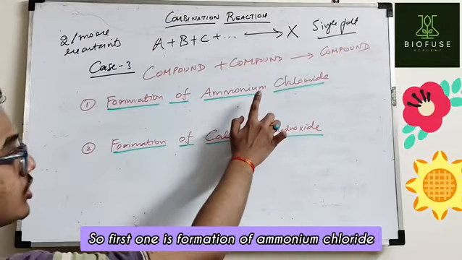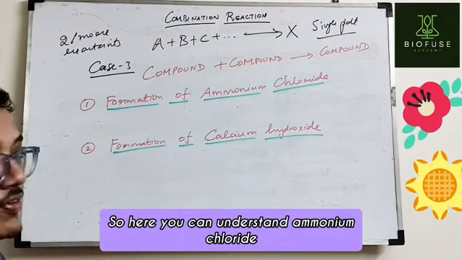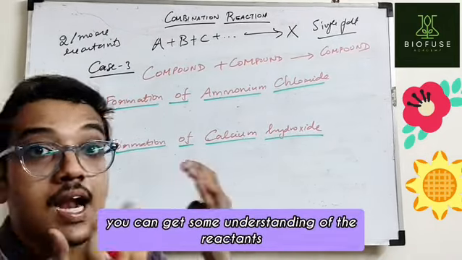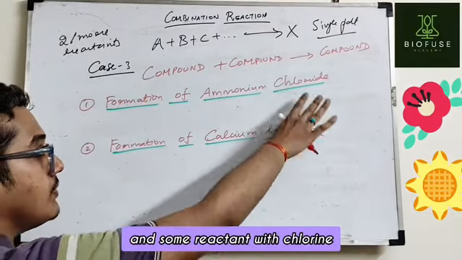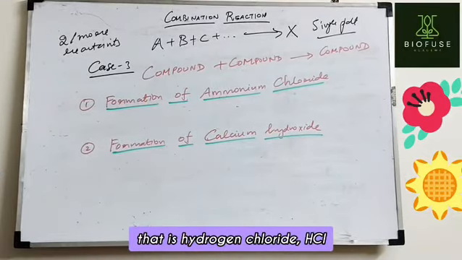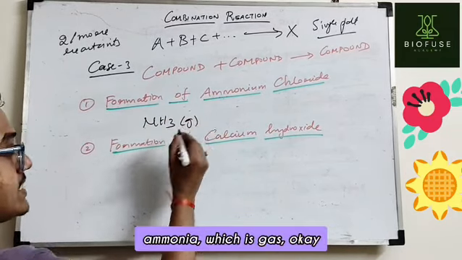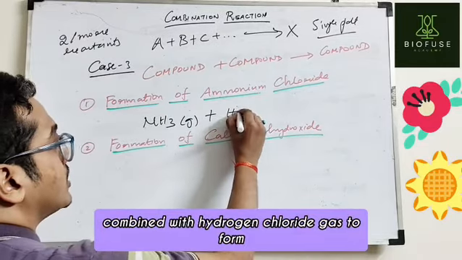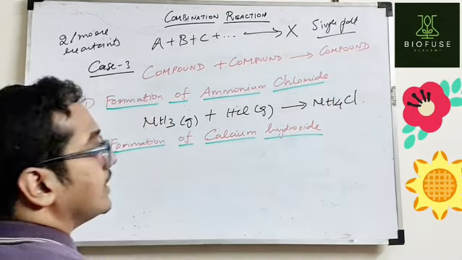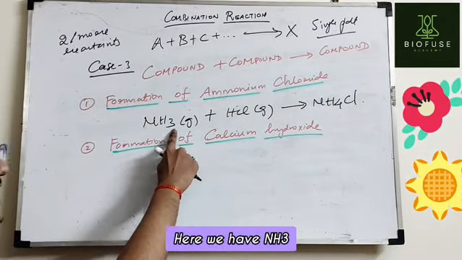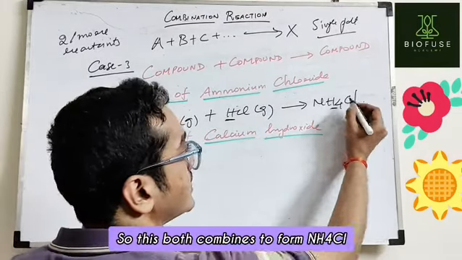The first one is formation of ammonium chloride. From the product itself you can get some understanding of the reactants. Something is related with ammonia and some reactant with chlorine, that is hydrogen chloride, HCl. So ammonia gas combined with hydrogen chloride gas forms NH4Cl. Here we have NH3 and here we have one hydrogen, so both combine to form NH4Cl.